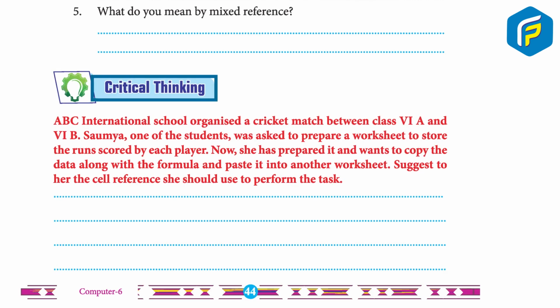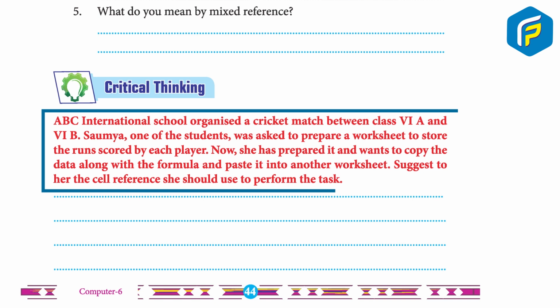Critical thinking. ABC International School organized a cricket match between class 6A and 6B. Soumya, one of the students, was asked to prepare a worksheet to store the runs scored by each player. Now she has prepared it and wants to copy the data along with the formula and paste it into another worksheet. Suggest to her the cell reference she should use to perform the task. Answer: student will do it themselves.